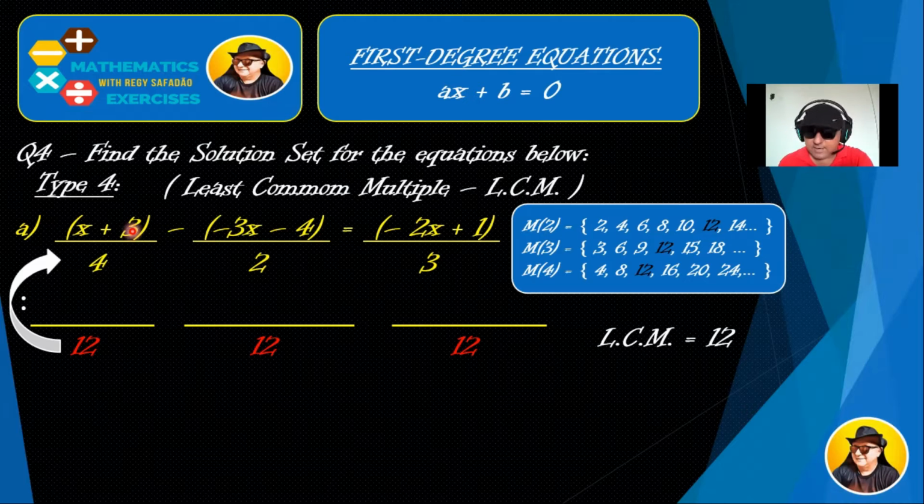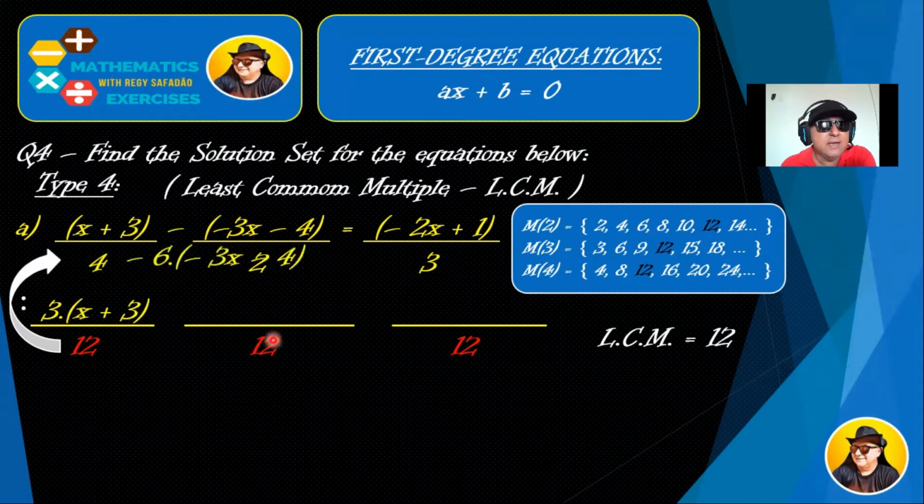So let's divide. 12 divided by 4 is 3. So see what I'm going to write. 3 times the parenthesis, the binomial x plus 3. Then I'm going to do this. 12 divided by 2 is 6.